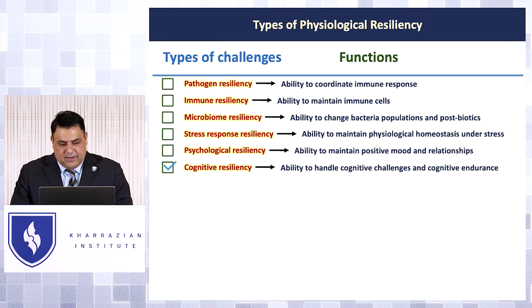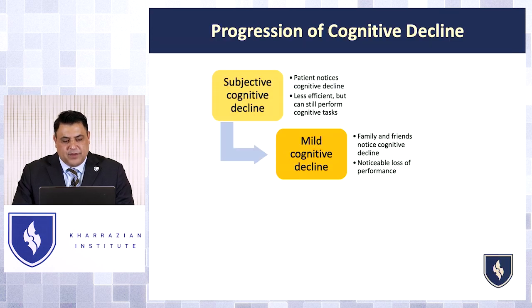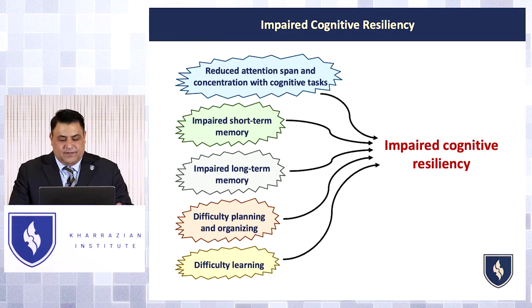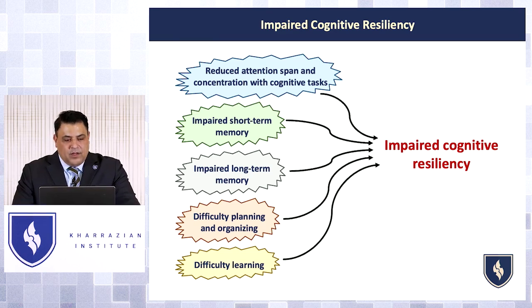Okay, and then we get into cognitive resiliency, the ability to handle cognitive challenges. So remember, it goes from subjective to mild cognitive impairment to dementia. Impaired cognitive resiliency symptoms include reduced attention span with concentration and cognitive tasks, impaired short-term memory, impaired long-term memory, typically planning and organizing, typically learning. These are all parts of impaired cognitive resiliency.